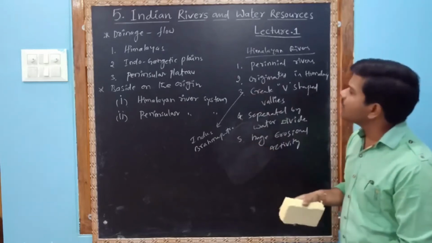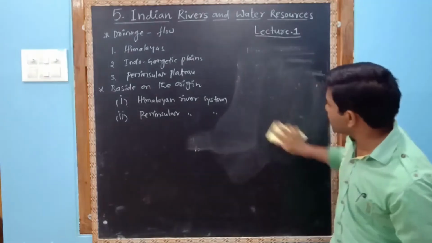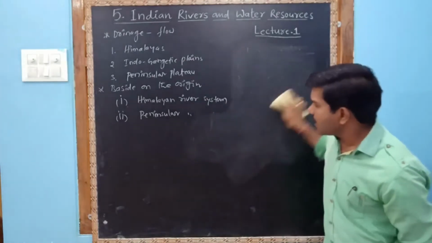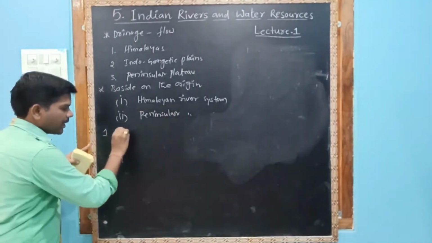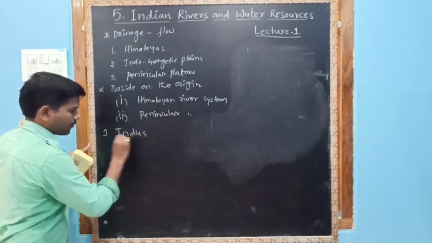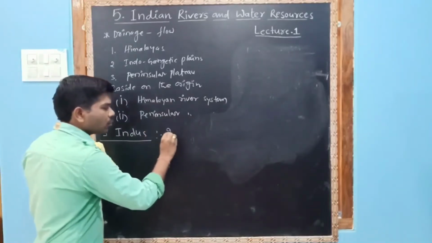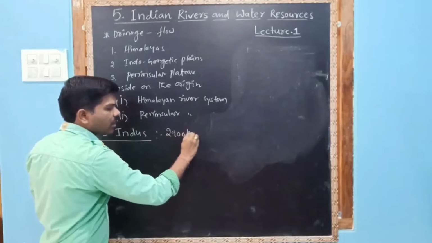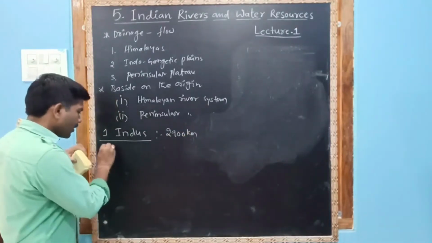Okay? Let us see how many Himalayan rivers are there. What are the Himalayan rivers? Important Himalayan rivers. Let us see first, Indus. The length of the Indus River is 2,900 kilometers. It is not given in the textbook, okay? But also we can say, yeah, Indus River.